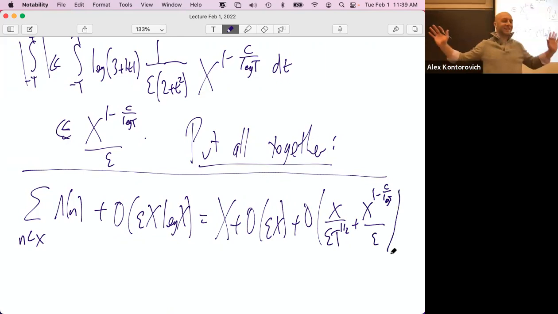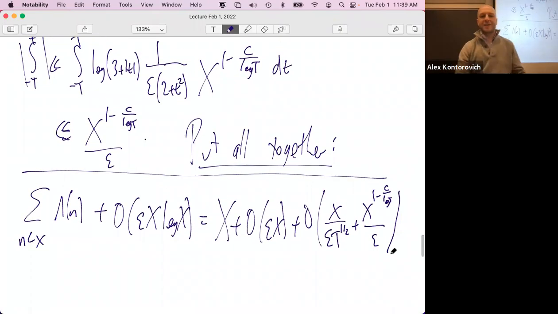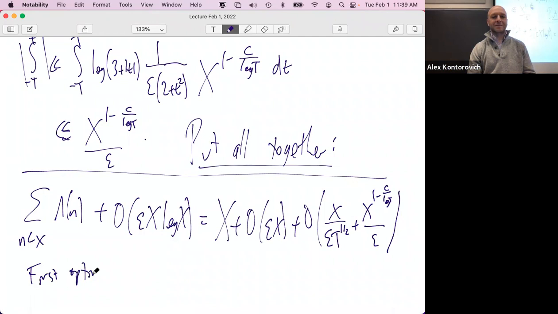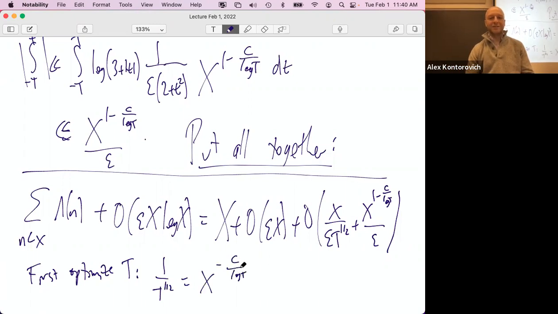Okay, that's it. Now all we have to do is analysis. We're going to optimize the exponents. The first thing we can optimize is t. So we're just going to set these two terms equal to each other. The 1 over epsilon they have in common, the x they have in common. So to optimize t, we need to set t to the 1/2 to be the same as x to the minus a constant over log t.